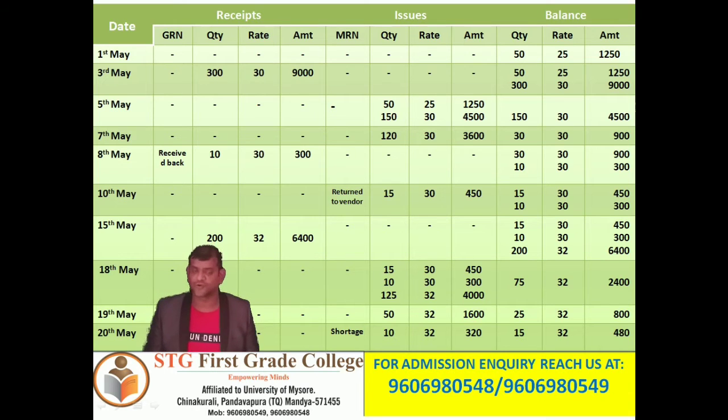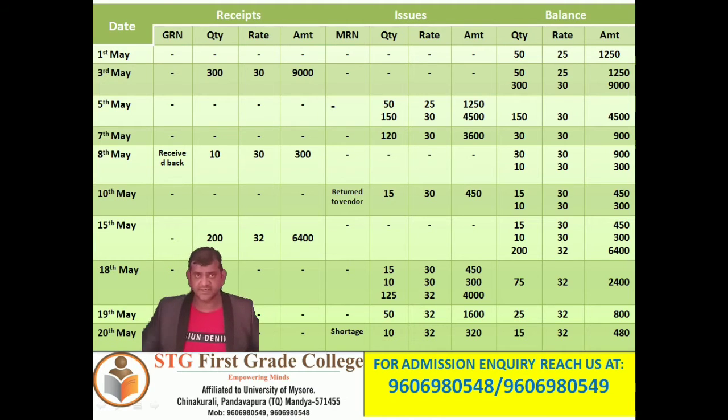So obviously you all know that we are supposed to open a table having 12 columns. Okay, so first column is date, second column receipts. Under that there are 4 sub columns, that is GRN, quantity, rate and amount. Under issues we have 4 sub columns, that is MRN, quantity, rate and amount. So next we do have a balance column, that is quantity, rate and amount.